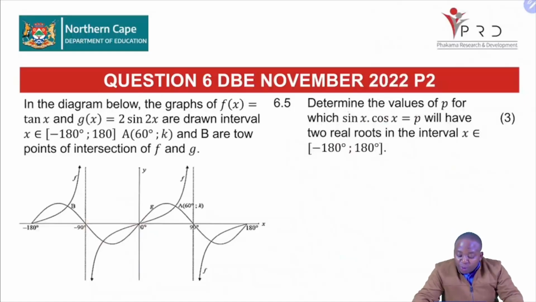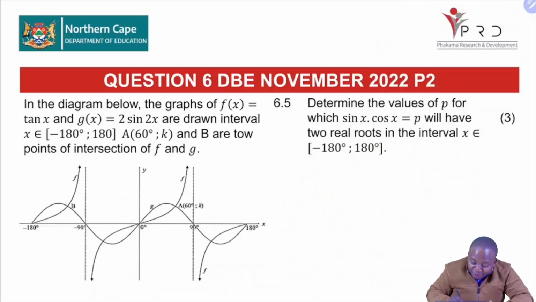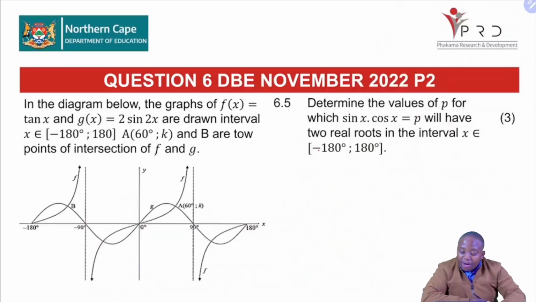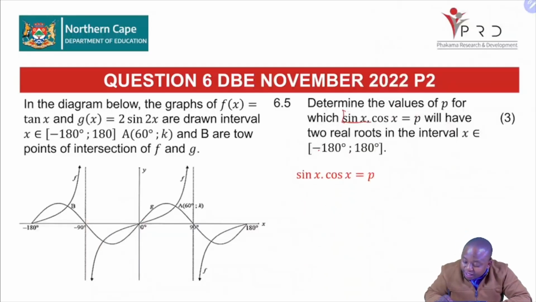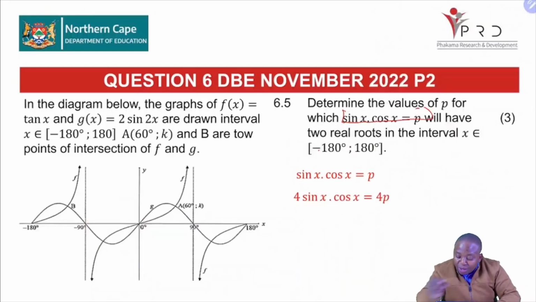Now, let's look at 6.5. 6.5 reads as follows. Determine the values of p for which sin x multiplied by cos x will have two real roots in the interval of negative 180 and 180. So we are given that sin x multiplied by cos x is equal to p.